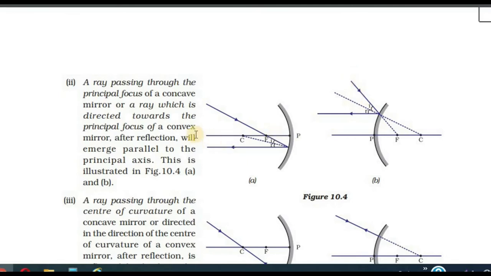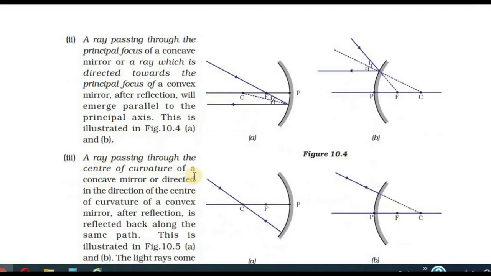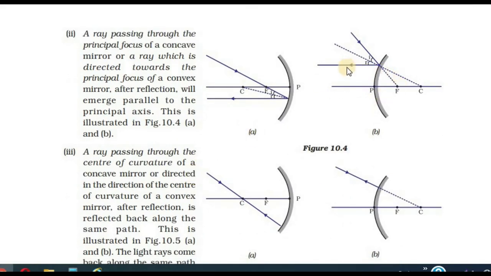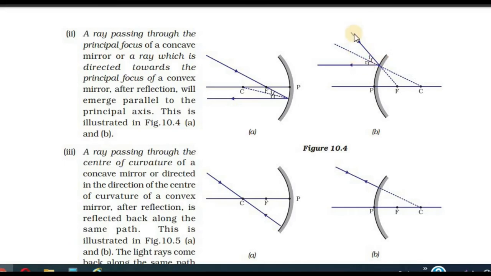For a convex mirror, the light ray directed towards the focus, after reflection, will emerge parallel to the principal axis. This is illustrated in figure 10.4a and b. In the case of a convex mirror, a light ray after reflection will pass parallel to the principal axis. You have to remember the figures.